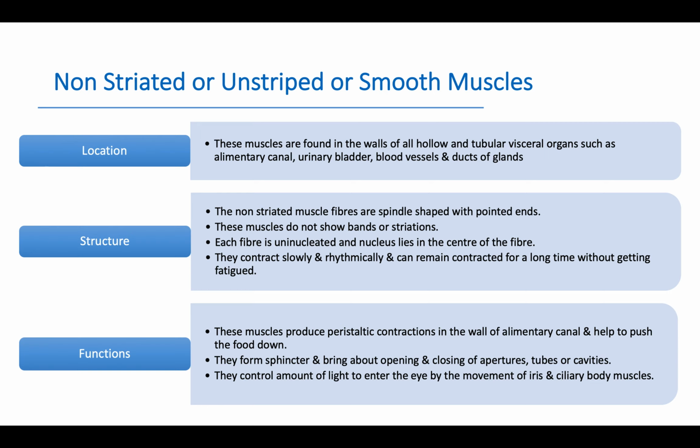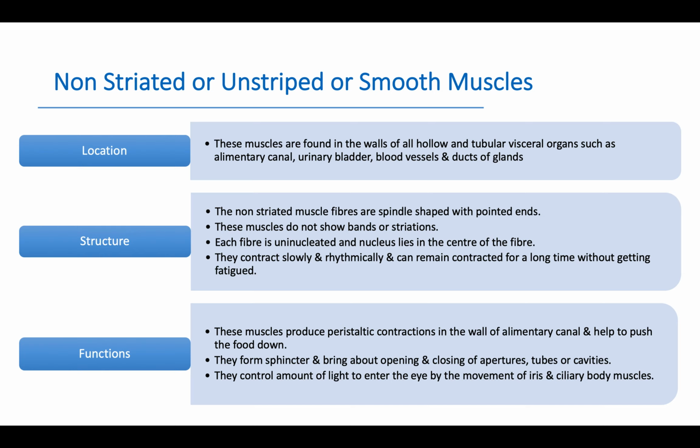Functions of non-striated muscles. These muscles produce peristaltic contraction in the wall of the alimentary canal and help to push the food down. They form sphincter. Do you know what is sphincter? Sphincter is the aperture or opening present in the tubular organs and brings about opening and closing of apertures, tubes or cavities.